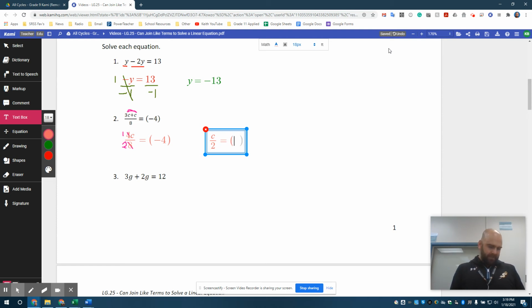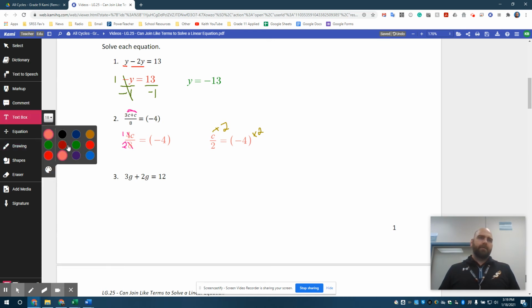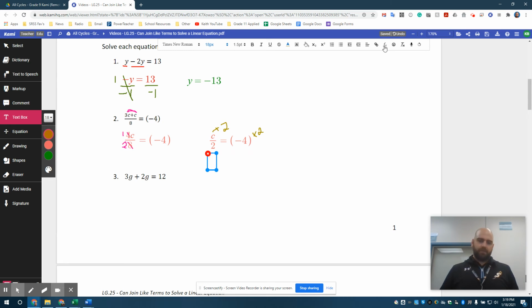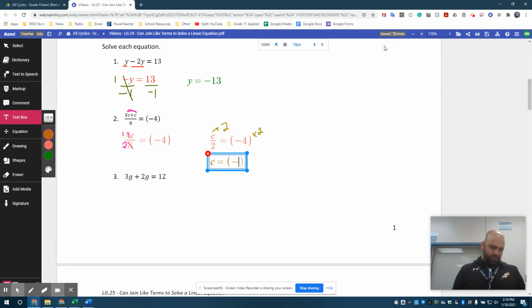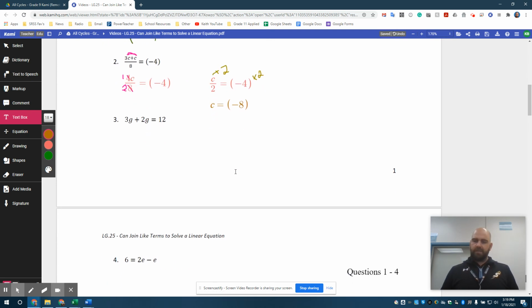And now it just becomes a division statement. To get rid of the 2, we're going to multiply both sides by 2 because we're dividing by 2. So we multiply this side by 2. And when we do that, the 2's cancel out. So we're going to be left with C on this side here. And on the other side, we have -4 times -2, or times +2. And so our answer is C is equal to -8.